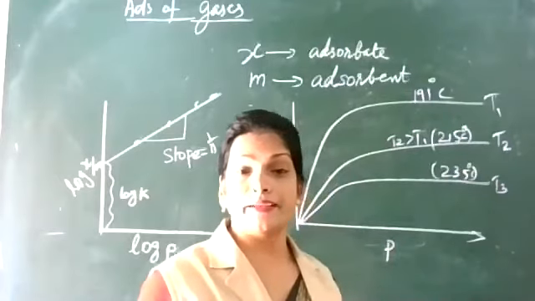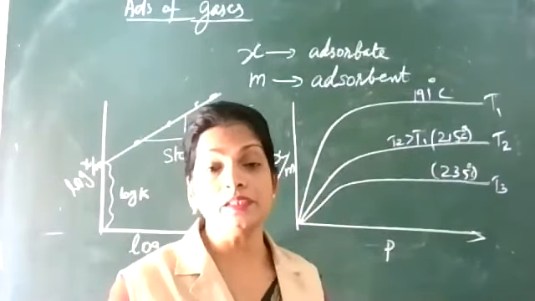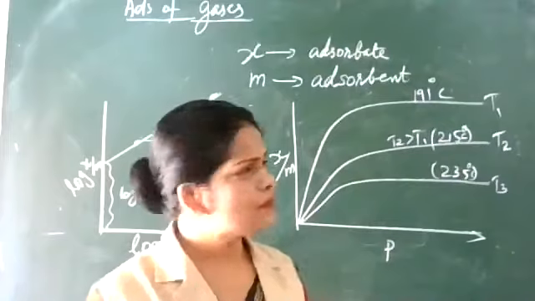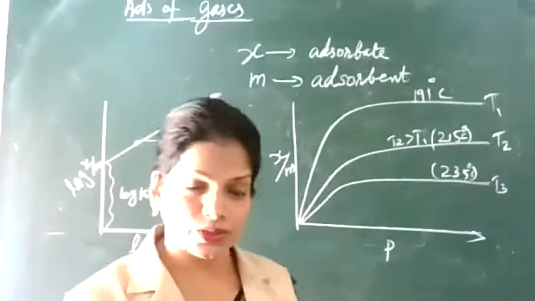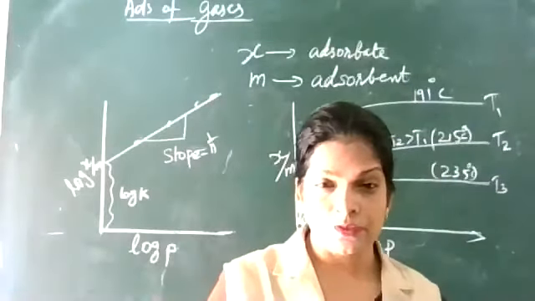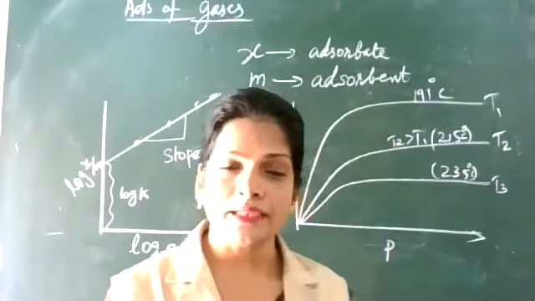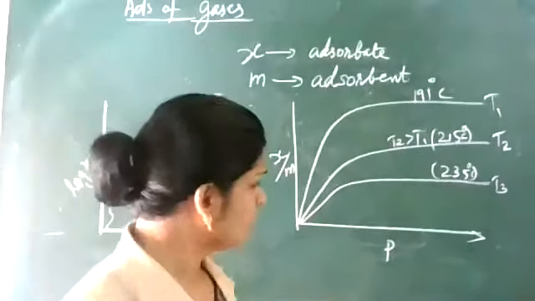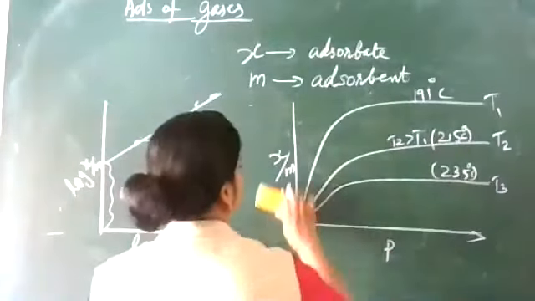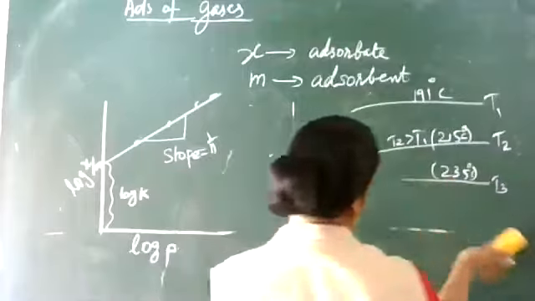Each one is called an isotherm because each one is measured at constant temperature. So that's about Freundlich's adsorption isotherm. This is for gas adsorbed on solids, adsorption of gas on solid. That's a reversible process.